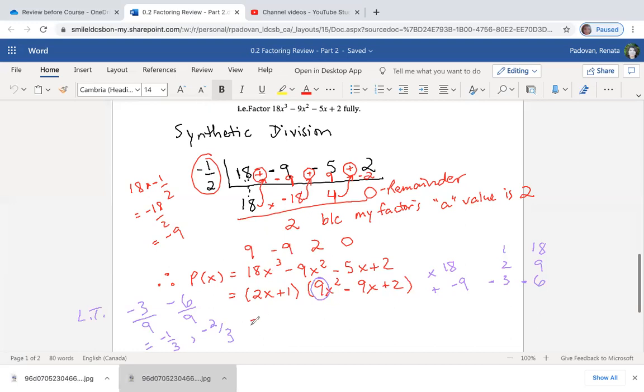So my final answer is the 2x plus 1 that I found as my factor. And then I'm factoring that further, remember, the denominator goes with your x. So 3x minus 1 and 3x minus 2. So the expression 18x cubed minus 9x squared minus 5x plus 2 factored fully is 2x plus 1 multiplied by the binomial 3x minus 1 multiplied by 3x minus 2.